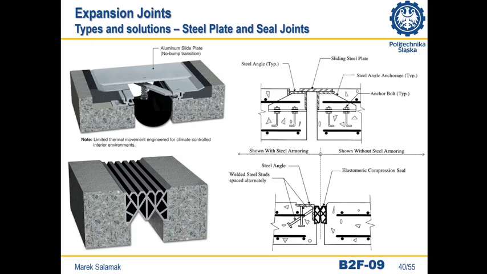Here we have the first two examples. Both are the cheapest and rarely used ordinary sheet metal, some steel plate, which doesn't ensure full tightness. At the bottom there is a special elastomer insert, and it is suitable for pedestrian bridges where there is no heavy traffic.